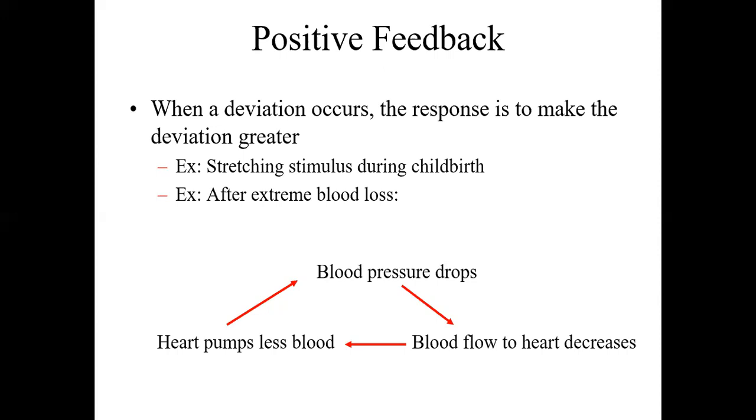Another example here is extreme blood loss. Let's say something happens and you're losing lots of blood. And so one thing that's going to happen is the blood pressure is going to drop because you've lost a lot of blood. Well, if the blood pressure drops, you're not sending as much blood to the heart. If the heart doesn't receive the blood, then that means the heart is only going to be able to pump so much, and so it's going to be pumping less blood. Well, if the heart pumps less blood, that means the blood pressure drops even more, and you kind of see the cycle is going to continue.